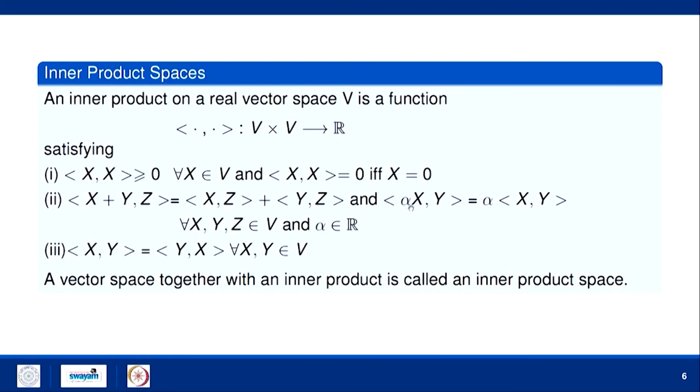And the inner product of alpha x and y is equal to alpha times the inner product of x and y, for all x, y, z belonging to V and alpha belonging to R. The third property is symmetry: the inner product of x and y equals the inner product of y and x for all x, y belonging to V. A vector space together with an inner product is called an inner product space. So, if you want to see an example of an inner product, then we can have it like this.